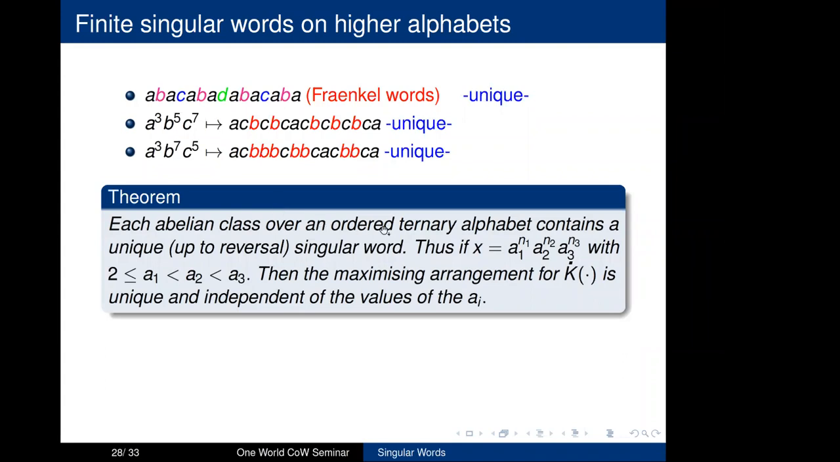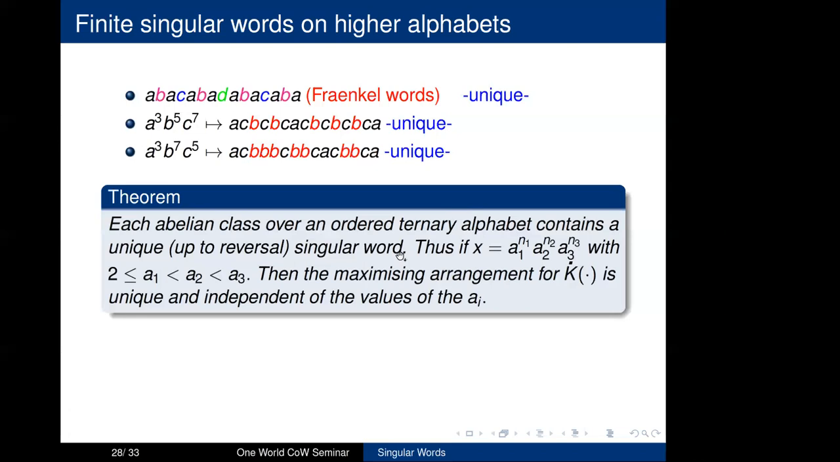So each abelian class over an ordered ternary alphabet contains a unique up to reversal singular word. That is, if X is given, in particular, if X is given by 3 distinct positive integers with their multiplicities n1, n2, and n3, then the maximizing arrangement for K dot is unique and independent of the values of the AI. So this confirms Ramharter's conjecture in the ternary case, okay?